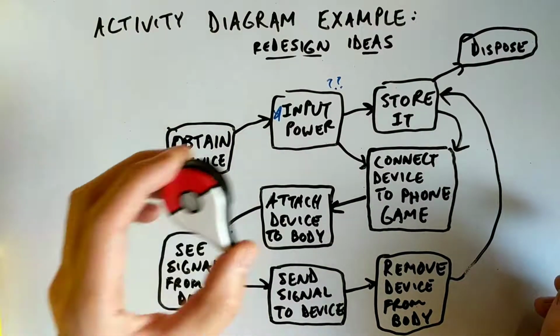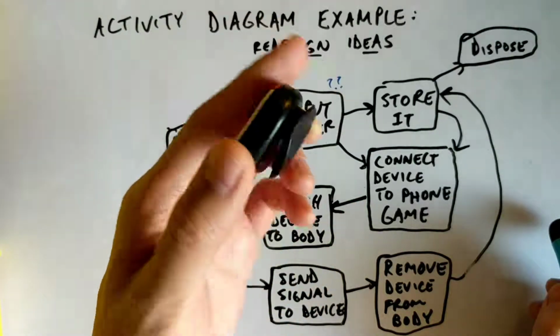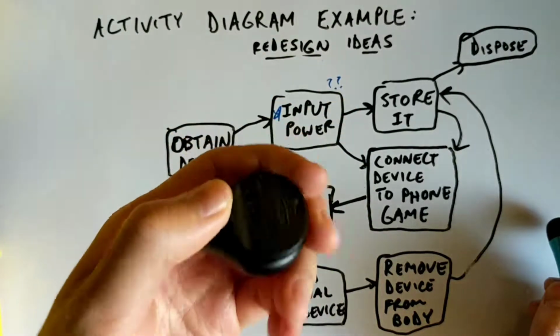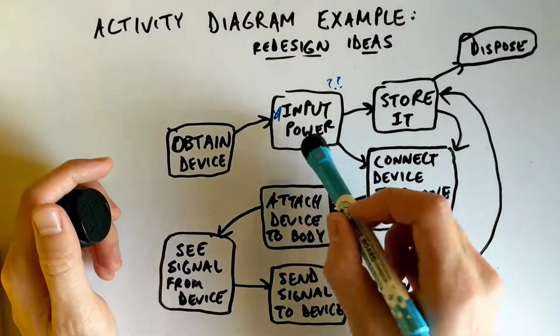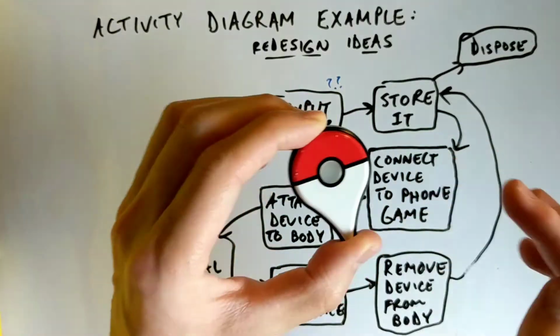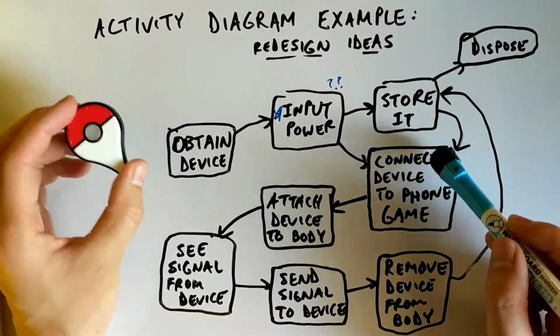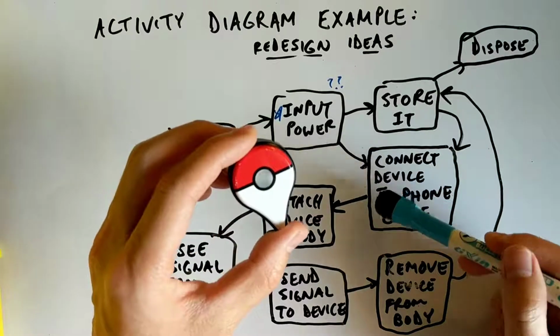Maybe it was mechanical power. Maybe, like, as we walk, it sucks up energy from my legs somehow. So this is a cool little brainstorming problem. What are all the different ways we could input energy here? Or what are all the ways we could connect this device to the phone?